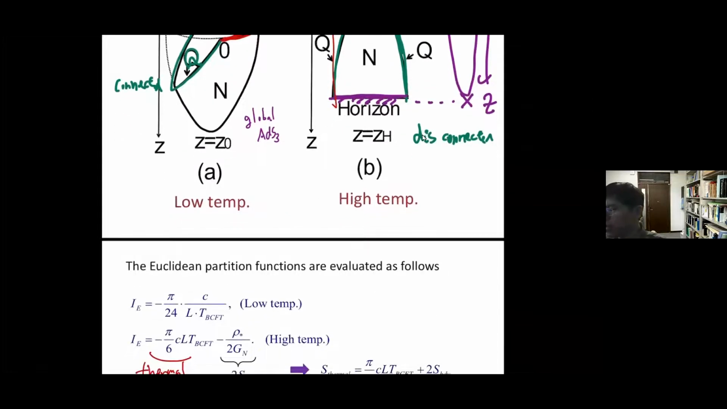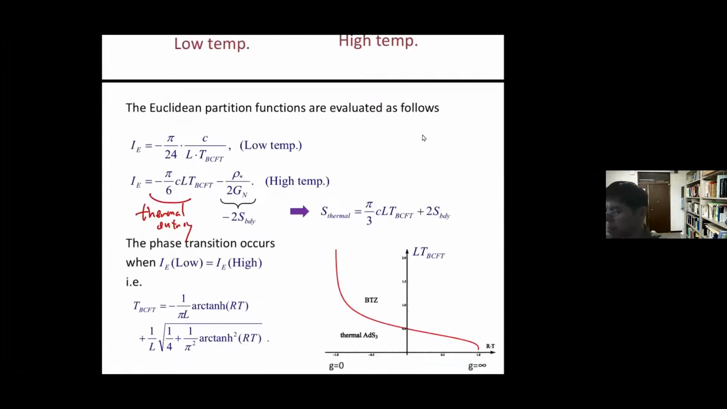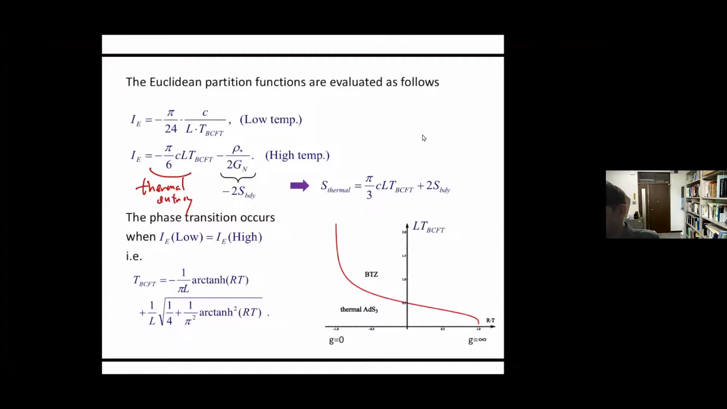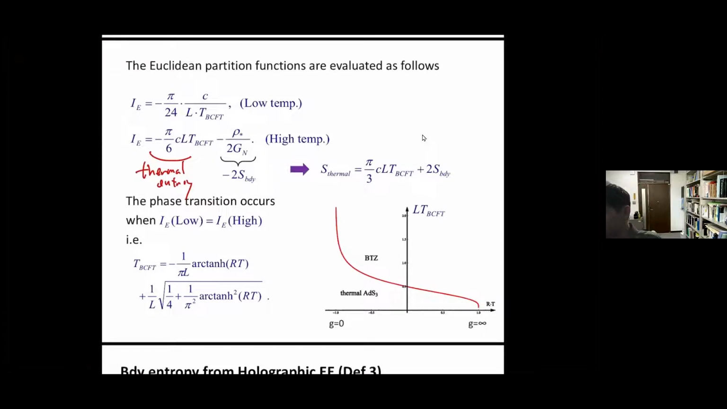Okay. So anyway, we have two evaluations, the low temperature phase and the high temperature phase. And then we can talk about the details of the phase transition. Here I plotted the preferred phase. This is the BTZ phase, the black hole phase, and this is the thermal AdS phase. The horizontal axis is tension, basically RT. And the vertical axis is temperature.